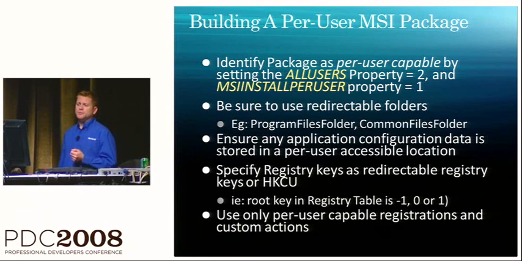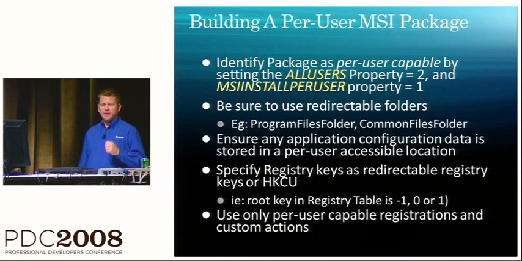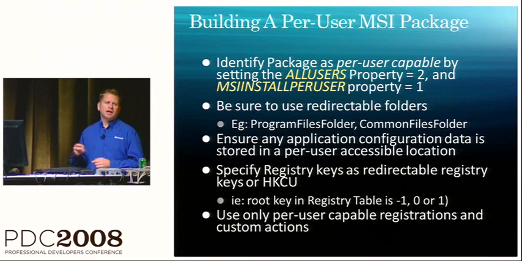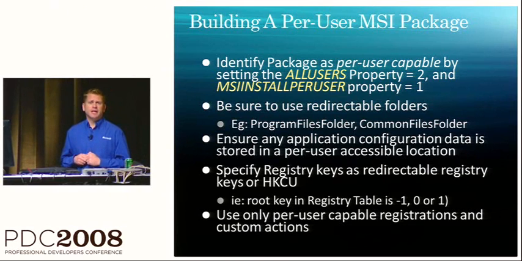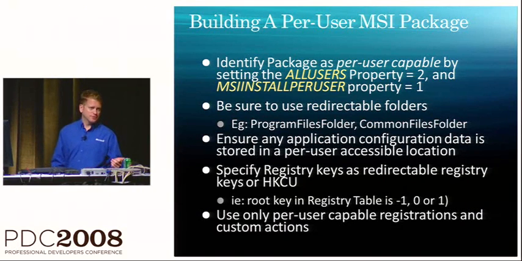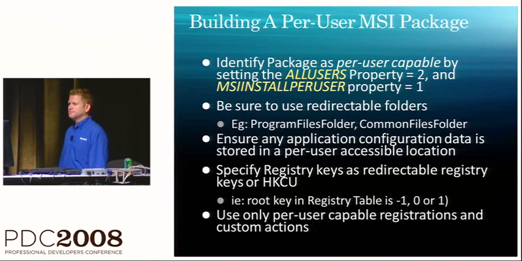And again, only use per user capable registrations on the system and custom actions. There are things like services that I mentioned before that you don't really want to install per user, so you need to be aware of what you can and can't do. Custom actions are also a big one, right? Since we're installing per user, those custom actions aren't going to get elevated. So make sure any custom action code that you have doesn't require elevation.